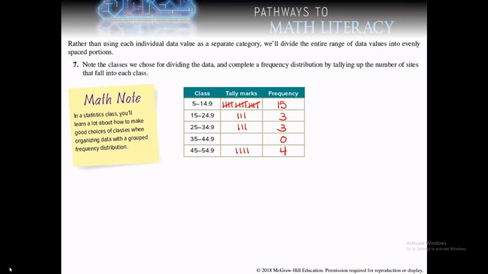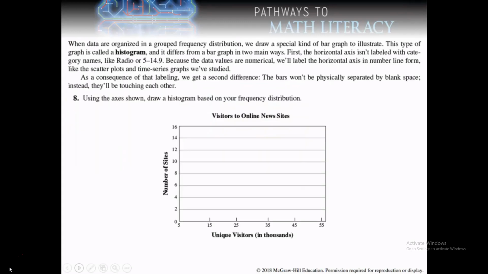Now we're going to use this frequency distribution to draw a histogram. In number 8, a histogram is a special kind of bar graph. Because we have numerical values, we can actually mark the horizontal axis off as an x-axis. And so the bars will actually touch at the edges.